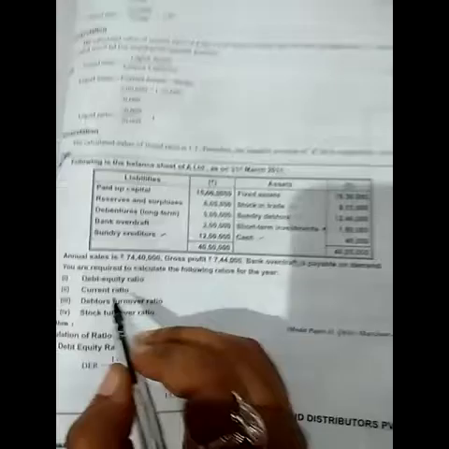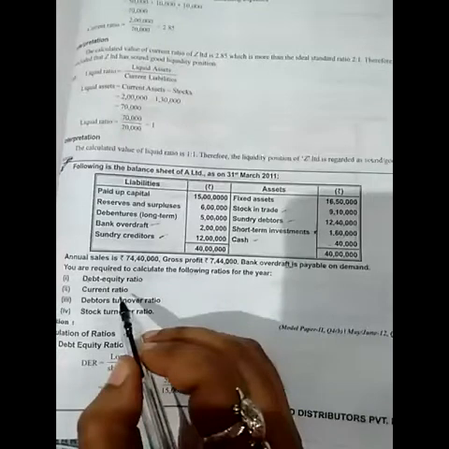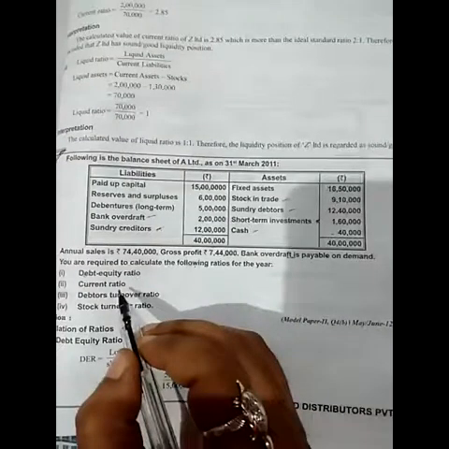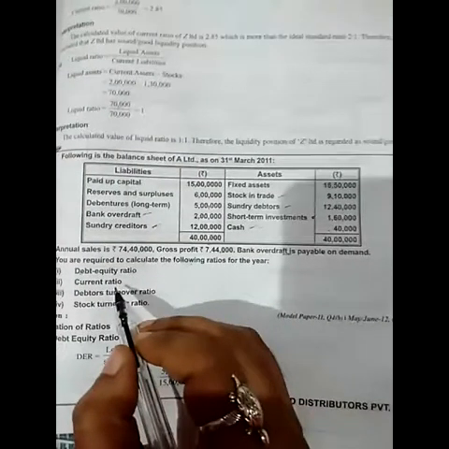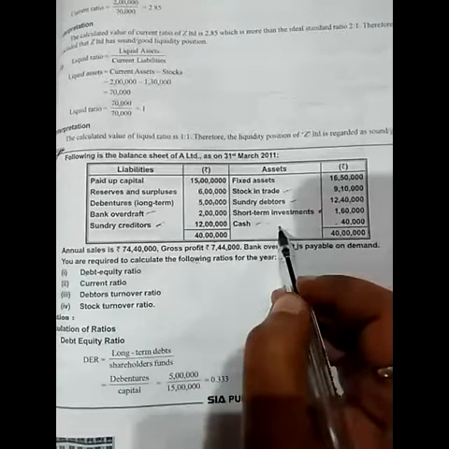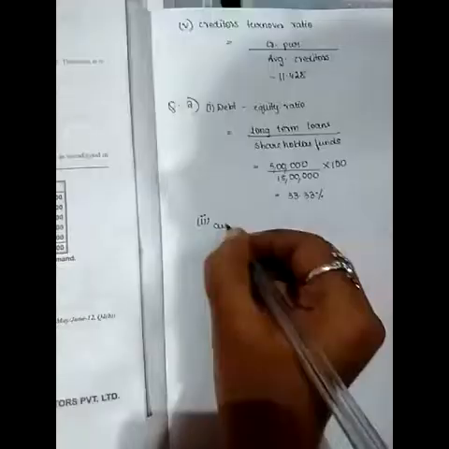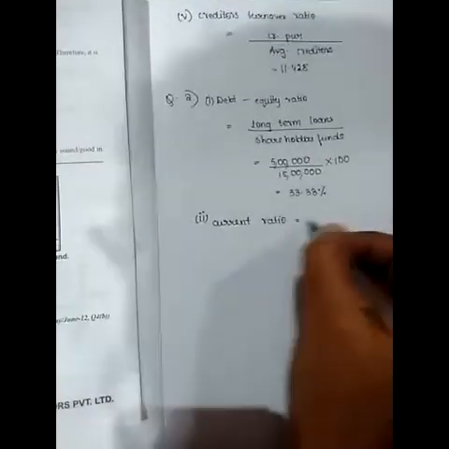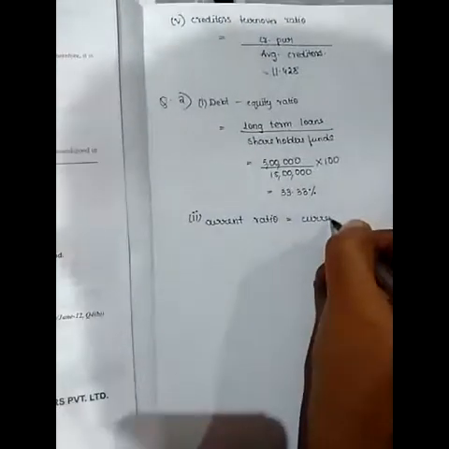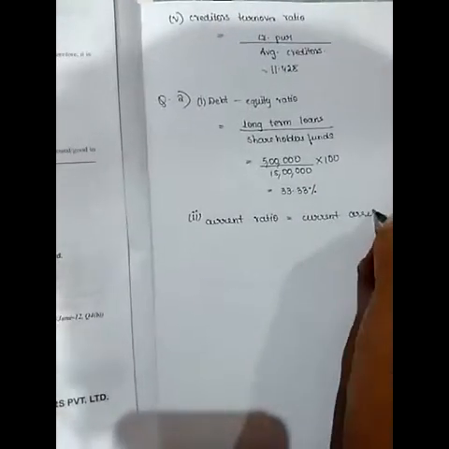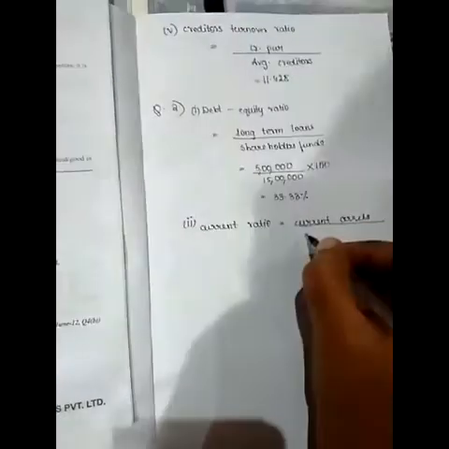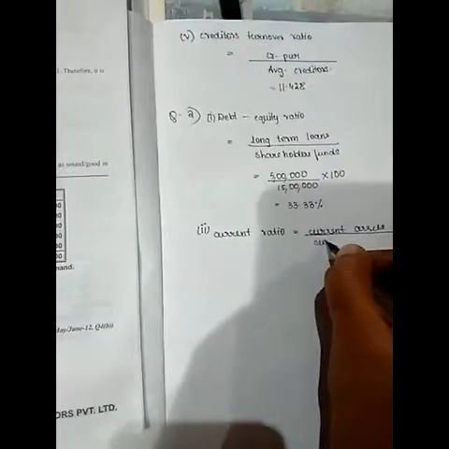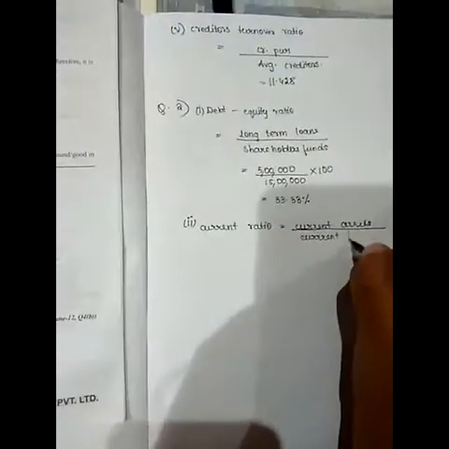Okay. And next we have to calculate the current ratio. What is the current ratio? It is current assets divided by current liabilities. So write the same thing here. Current ratio is equal to current assets divided by current liabilities.